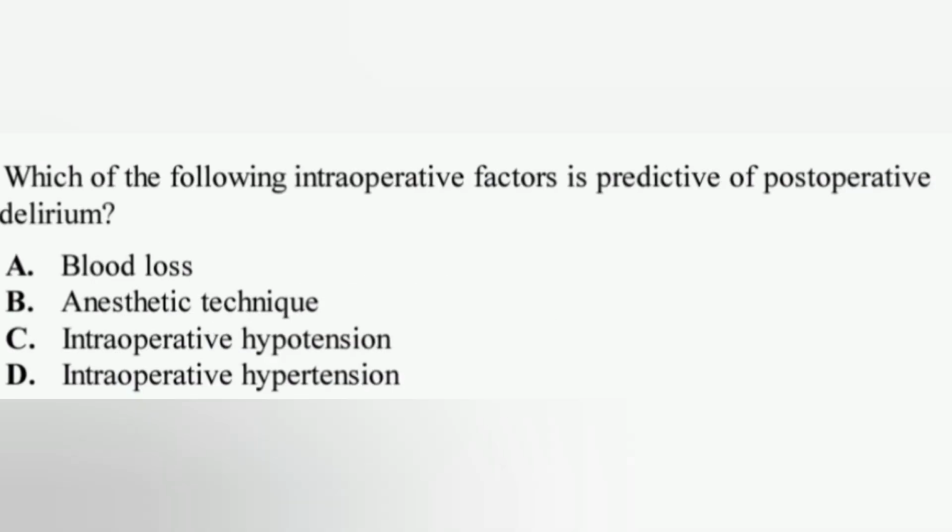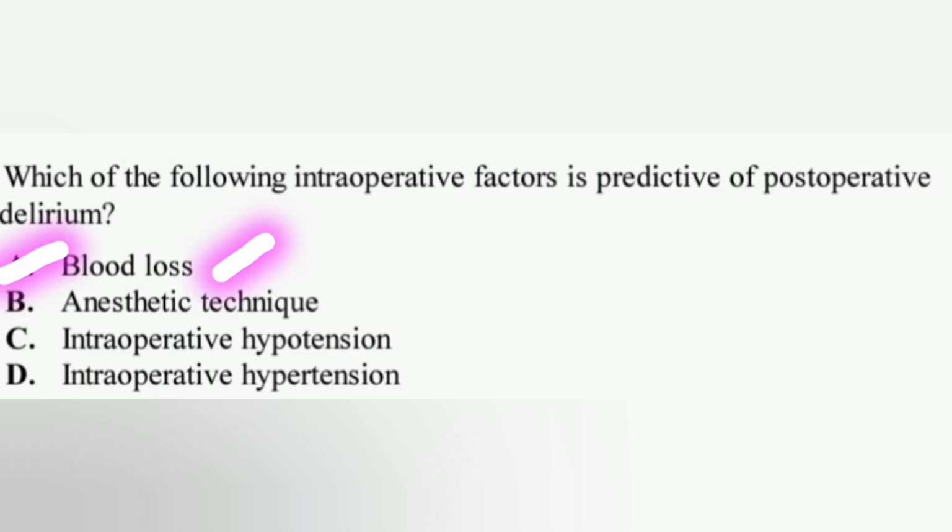Which of the following intraoperative factors is predictive of postoperative delirium? Blood loss, anesthetic technique, intraoperative hypotension, or intraoperative hypertension? The correct answer is A. Intraoperative factors that are predictive of postoperative delirium include surgical blood loss, the number of intraoperative blood transfusions, and hematocrit less than 30. Intraoperative hemodynamic derangements and the anesthetic technique do not seem to be predictive of postoperative delirium.